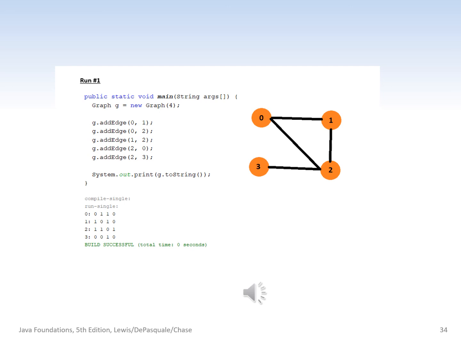1 to 0, true. 1 to 1, false. 1 to 2, true. And 1 to 3, false. And then 2 to 0, true. 2 to 1, true. 2 to 2, false. And 2 to 3, true. And then 3 to 0, false. 3 to 1, false. 3 to 2 is the only edge involving that vertex. That's true. And then 3 to 3 is false.